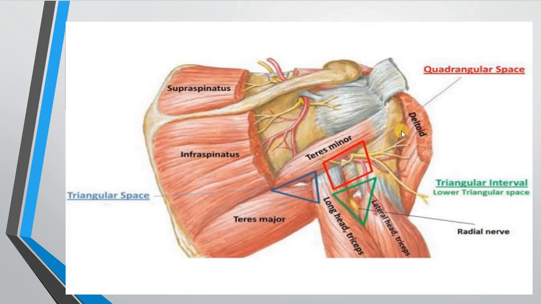So these are the posterior shoulder spaces. There will be two triangular and one quadrangular space. As you can see, the teres major, this is going to be the quadrangular space, and another one is just behind the axilla. The one towards the triceps is the lower triangular space that we are going to see. That is the one relevant to us.